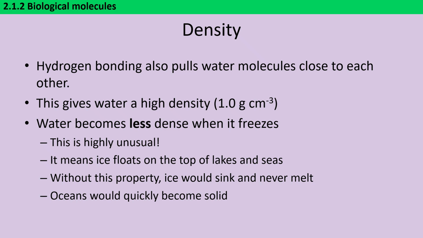If this property didn't exist, then ice would sink, and because it was further away from the sun, it would never melt, and gradually the oceans would freeze and they would just become completely solid and there would be no way for any of it to ever melt.